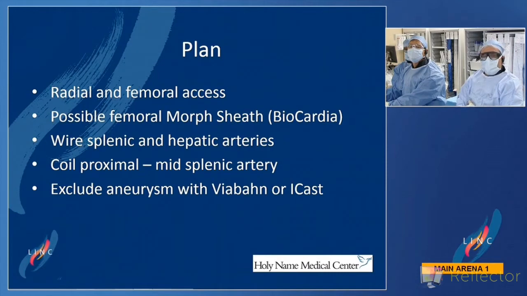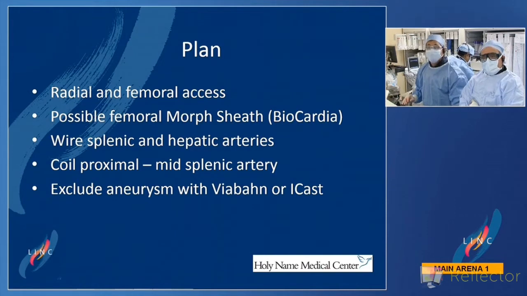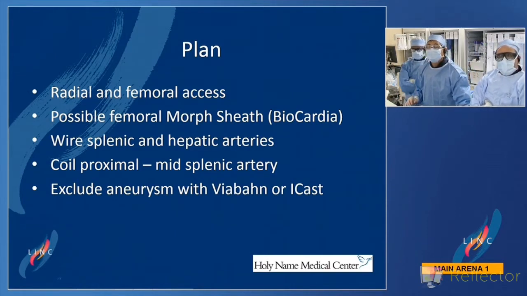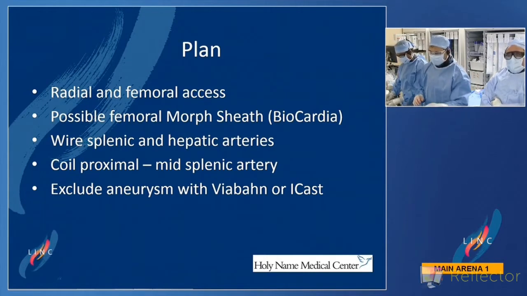The plan is to coil the proximal and mid-splenic artery. We're going to probably use Interlock coils for that. And we're going to try to exclude the aneurysm by stenting into the common hepatic artery from the celiac axis using a combination of Gore Viabahn and possibly an iCast stent as well.